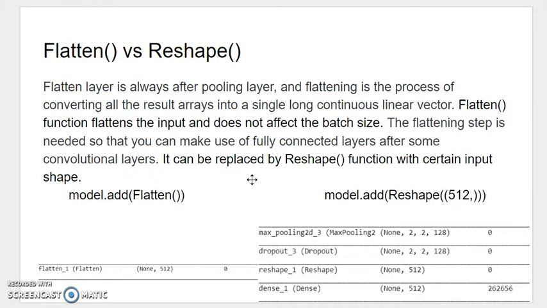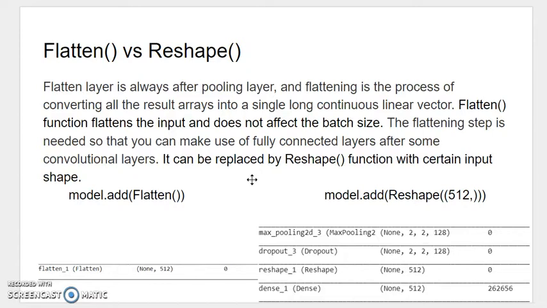First of all, we're trying to replace the flatten layer as reshape layer. A flatten layer is the layer after the pooling layer. What it does is converting all the results into a single linear vector. A flattened layer flats the input and does not affect the batch size.